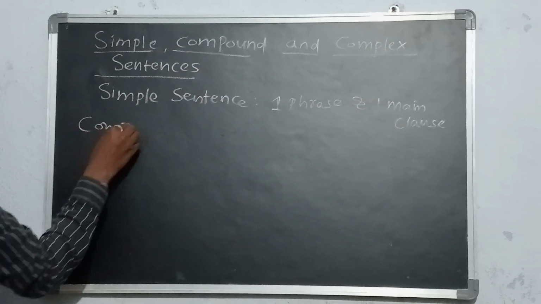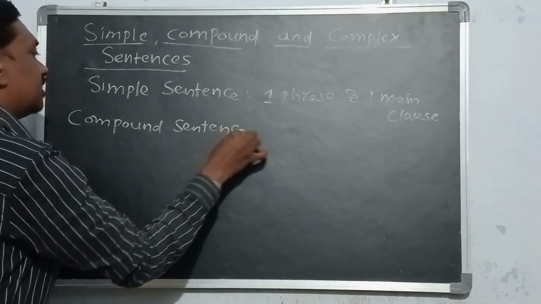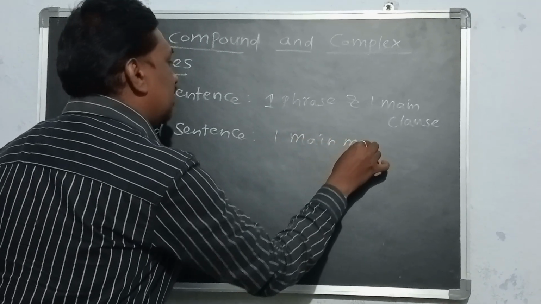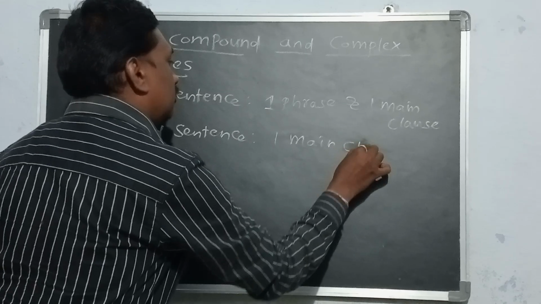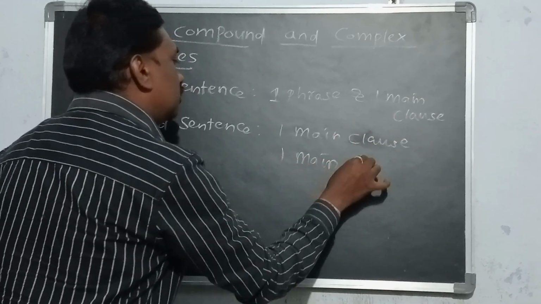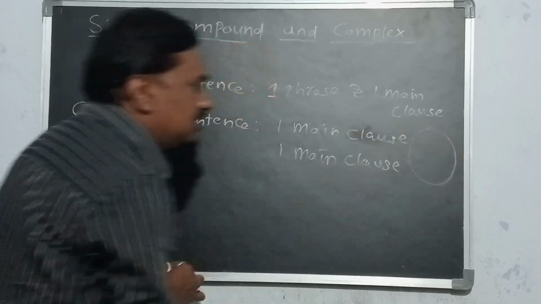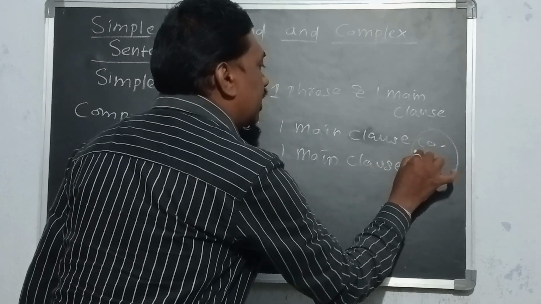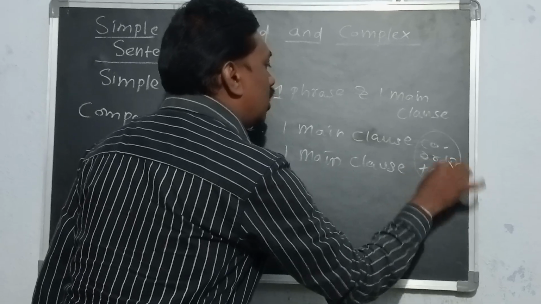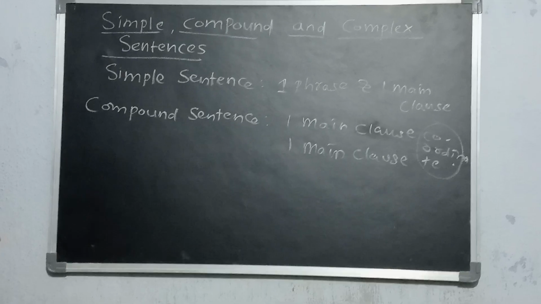Next, compound sentence. The compound sentence structure is one main clause and one main clause, means two main clauses are combined with coordinate conjunction. Okay, two main clauses are combined with coordinative conjunction, right?